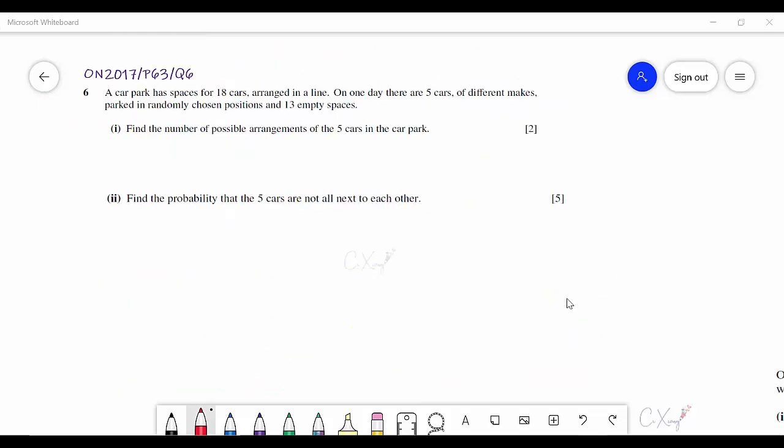Okay, so now we want to discuss October/November 2017, paper 6.3, question number 6. There's a car park with 18 spaces for cars arranged in a line. On one day, there are 5 cars of different makes. Highlight the words "different makes". This is very important because it tells you that none of the cars are identical, so all the cars are different. They are parked in randomly chosen positions, with 3 empty spaces.